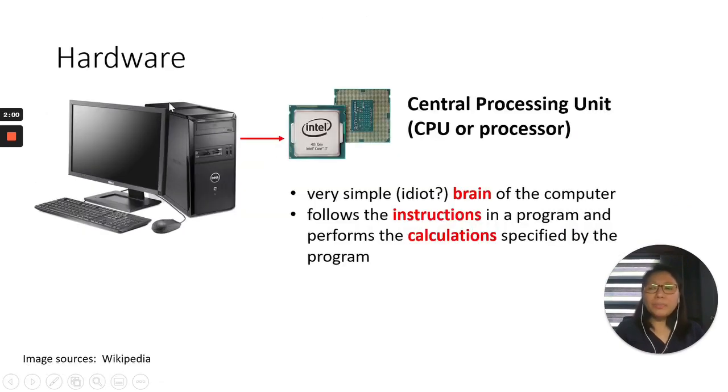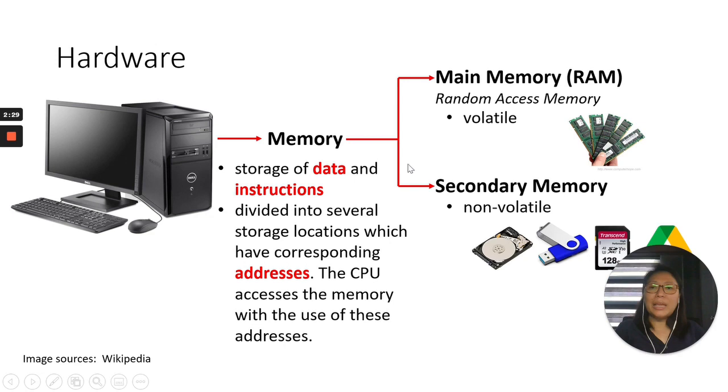And the hardware, the computer hardware has basic parts such as CPU, which serves as its brain. So we have to take note that the machine or the computer has very simple brain. It can follow instructions, it can perform calculations that we specify via the program, but that's all it can do.